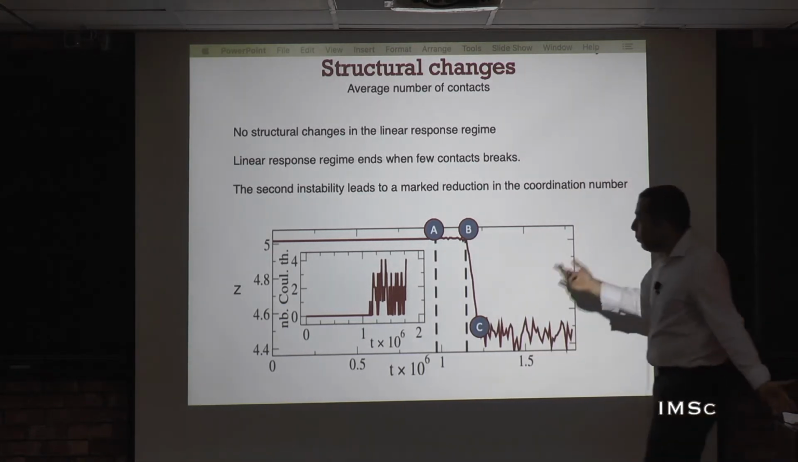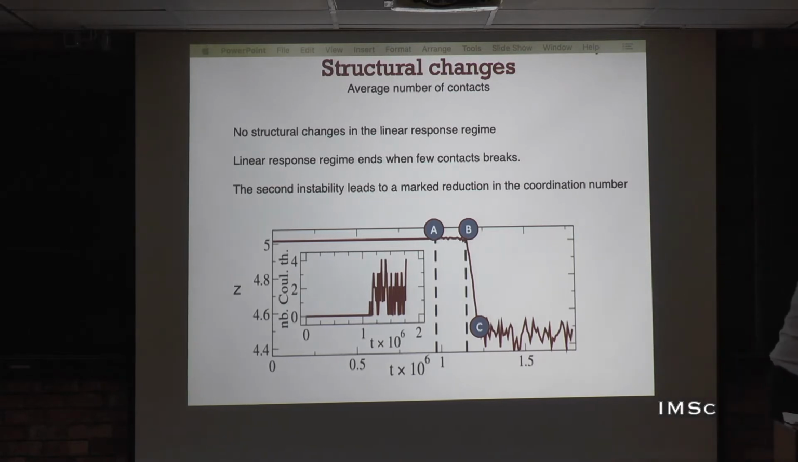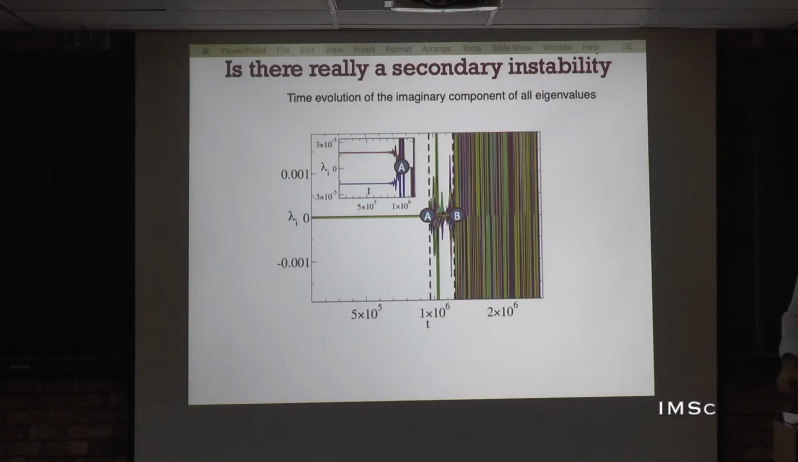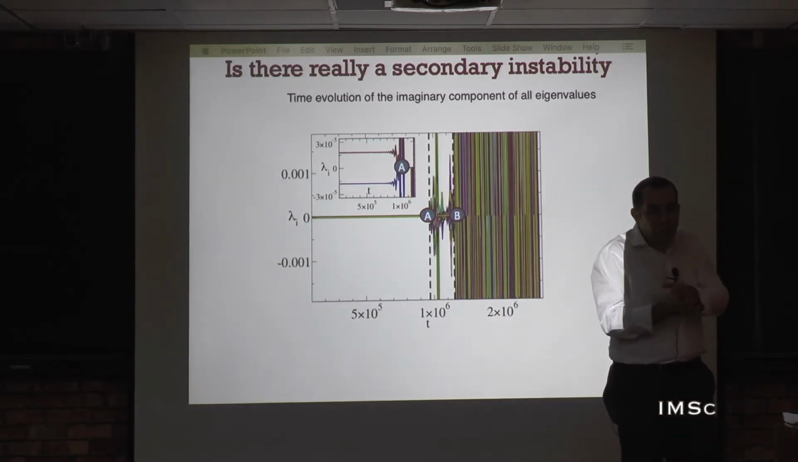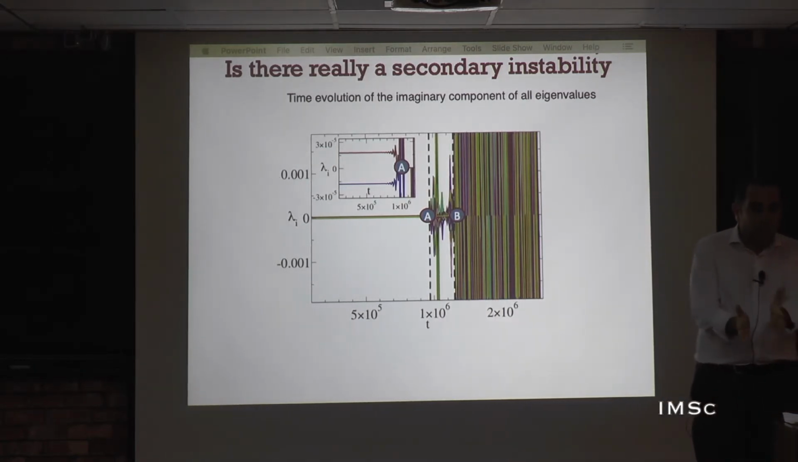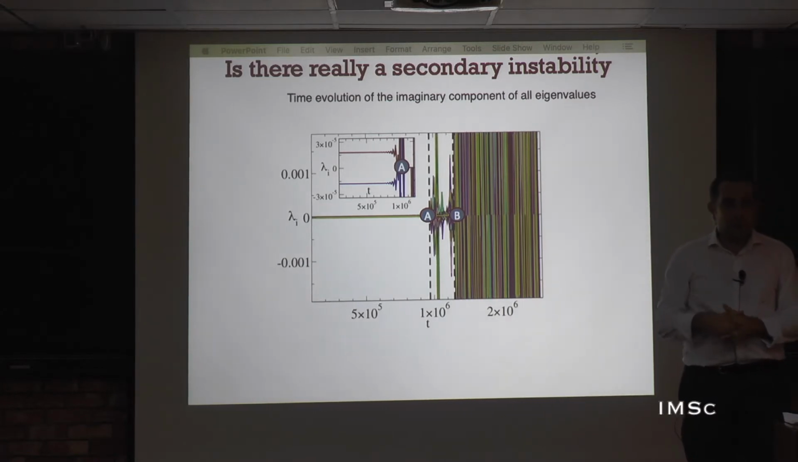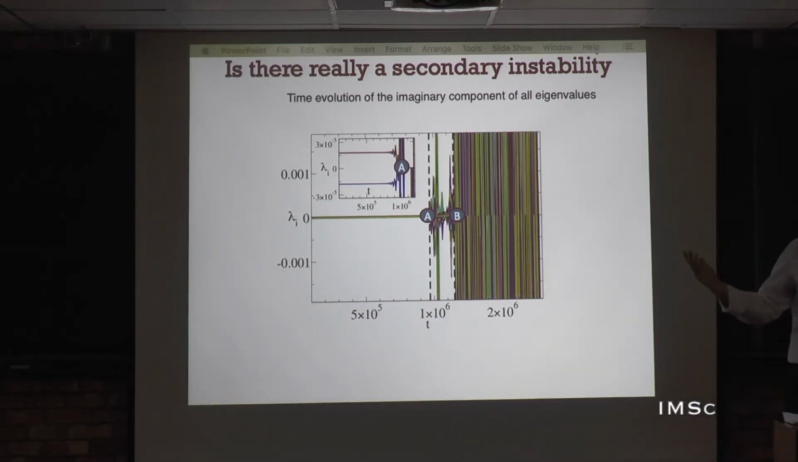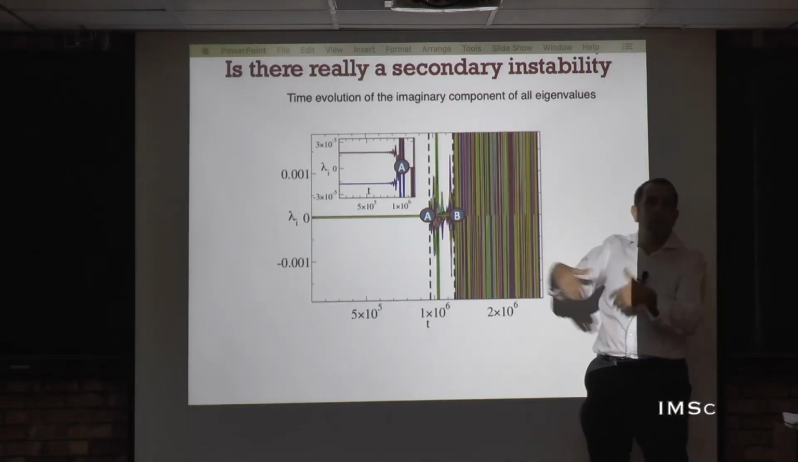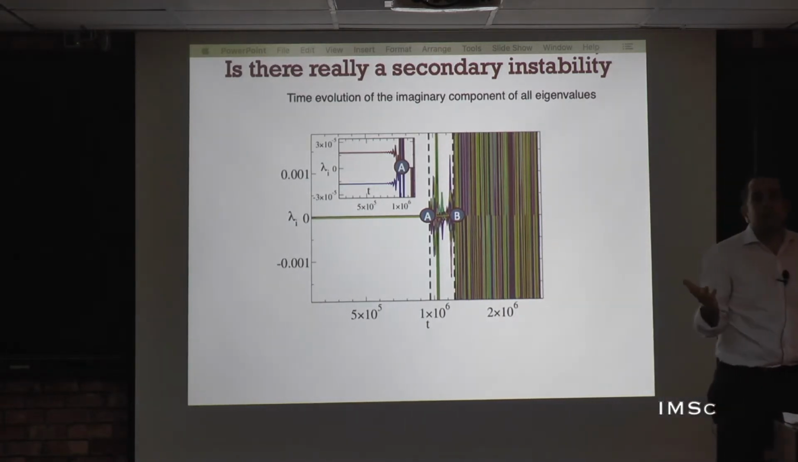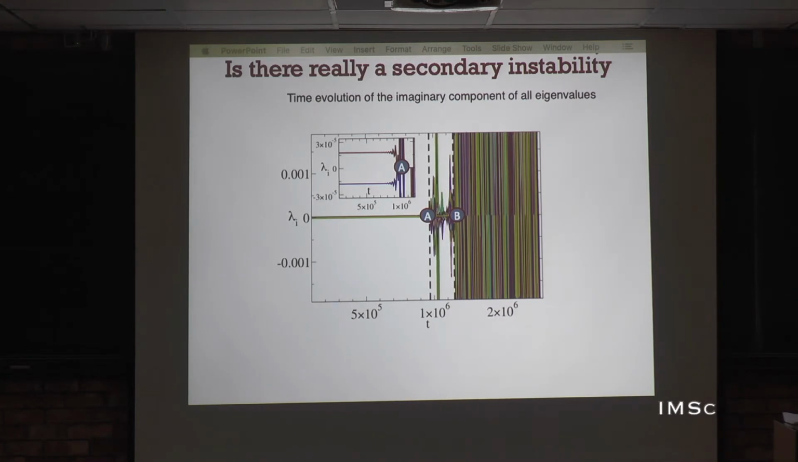And in our case, we see, for instance, that the complex eigenvalues coalesce. This is standard. Linear response theory is just the beginning of the exponential growth. Then at some point, something catastrophic may happen. In this case, some contact breaks, and so the eigenvalue is going to change. And there, we are not able to make any prediction.